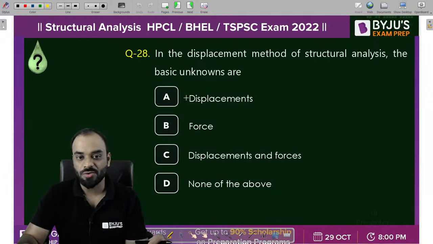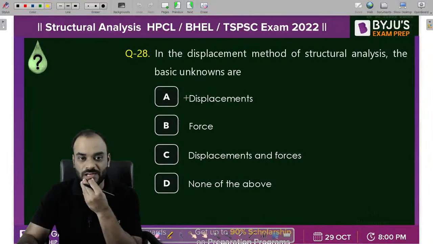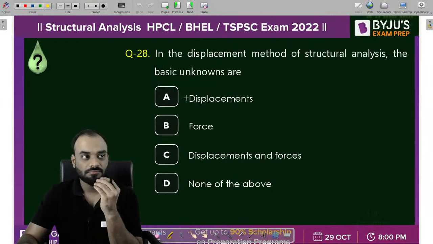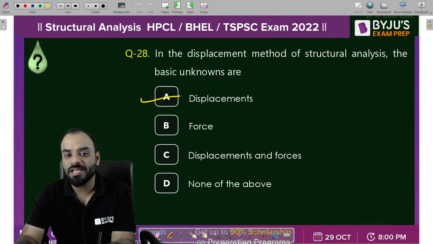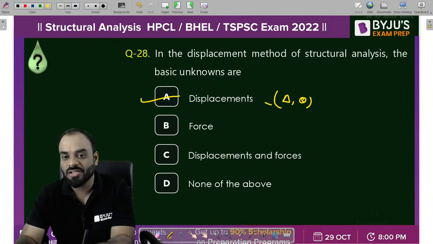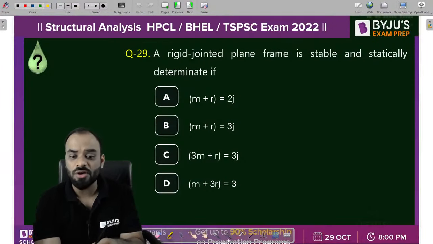Next question, guys. In displacement method of structure analysis, the basic unknowns are what? In displacement method, which of the following you have to consider as an unknown? A, definitely displacement, like our delta value, theta value are the unknown. Correct? A should be the correct answer.